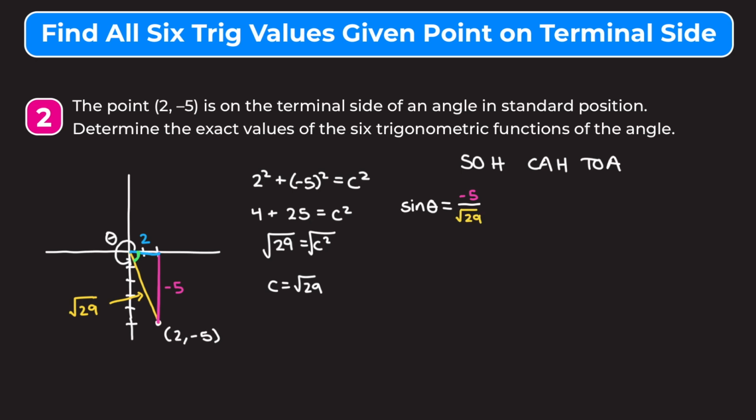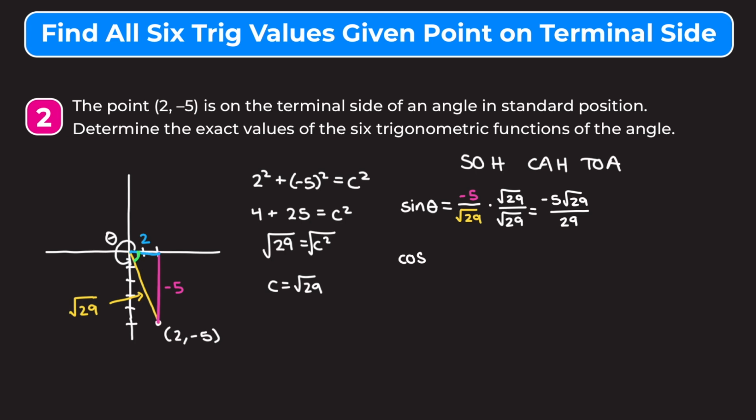And we don't like to have roots in the denominator of our fraction. So we're going to multiply the top and bottom of our fraction by the square root of 29 to get rid of that. On the top, we have negative 5 times the square root of 29. On the bottom, the square root of 29 times itself just leaves us with a 29. So the sine of our angle is negative 5 root 29 over 29.